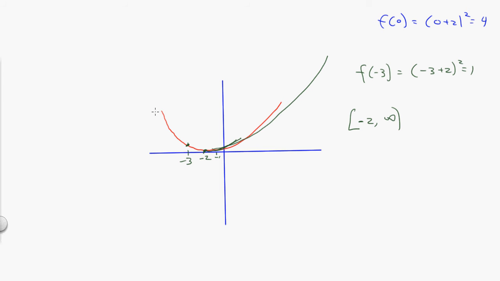And the next question is find the inverse. I've already done that one. So we have f of x equals 4x over x plus 1, and find the inverse. So y equals 4x over x plus 1.